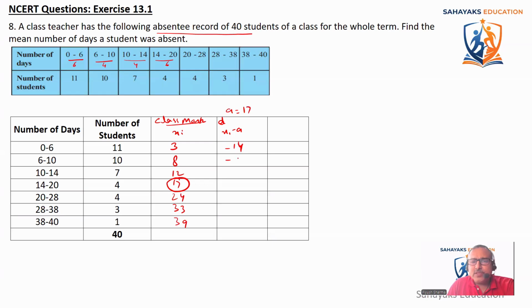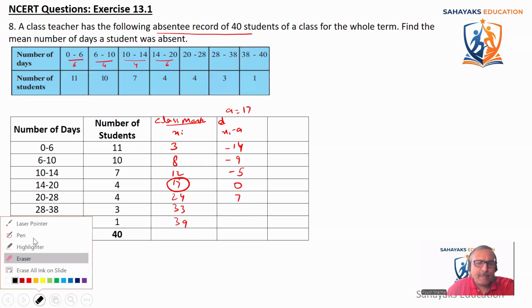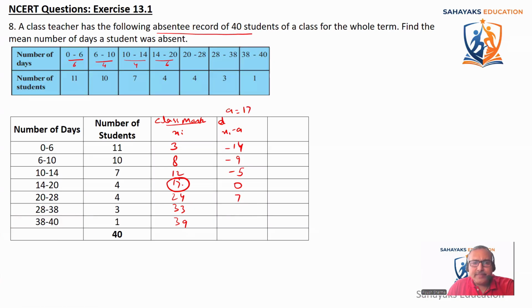So 8 minus 17 comes out to be minus 9. 12 minus 17 comes out to be minus 5. 17 minus 17 is 0. 24 minus 17 is 7. 33 minus 17 comes out to be, not 6, I'll just clear it. So 33 minus 17 is 16, and this comes out to be 19.